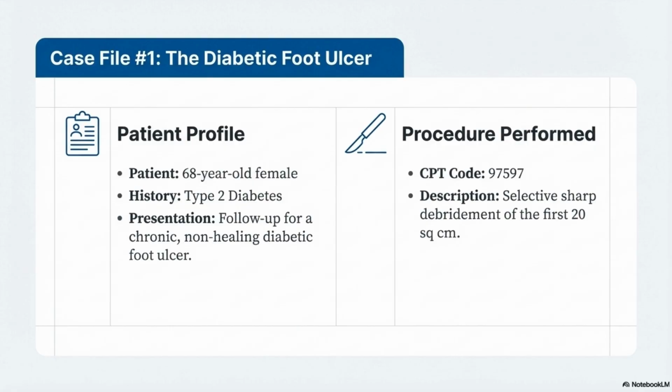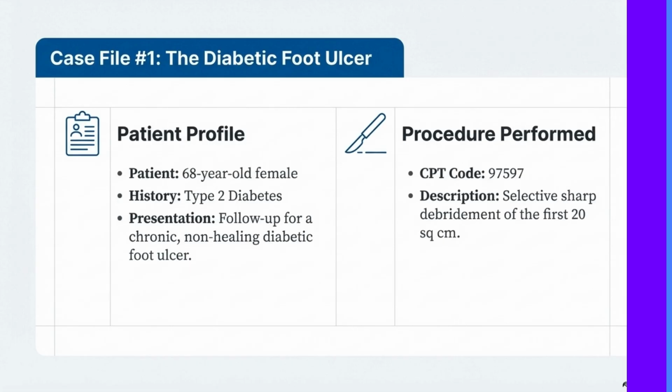Let's jump into our first case. We have a 68-year-old female with type 2 diabetes, presenting for follow-up of a chronic, non-healing diabetic foot ulcer. A selective sharp debridement was performed, CPT 97597. Everything in the documentation points to a very specific clinical picture.